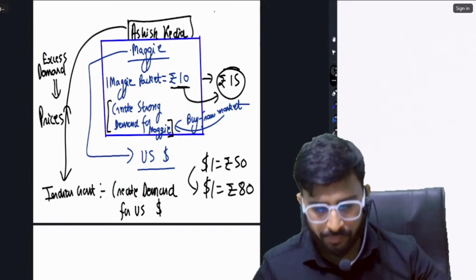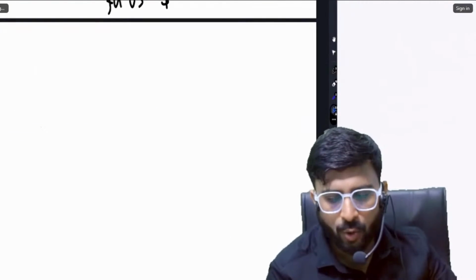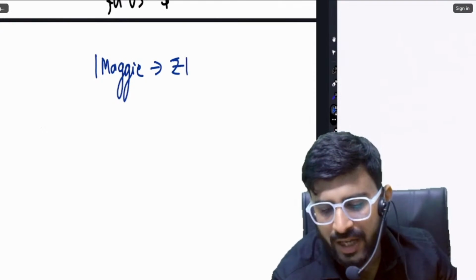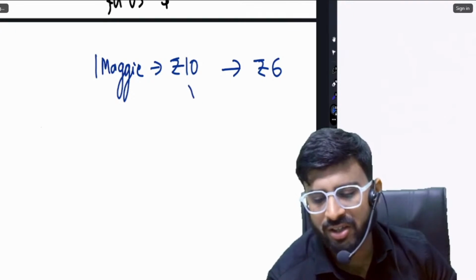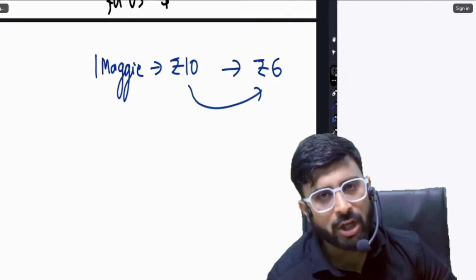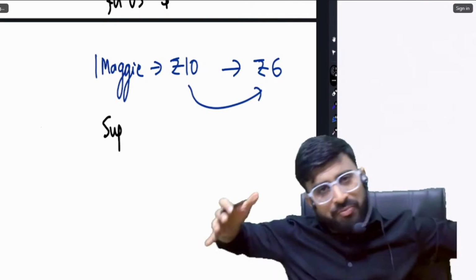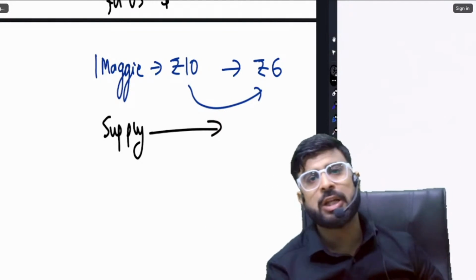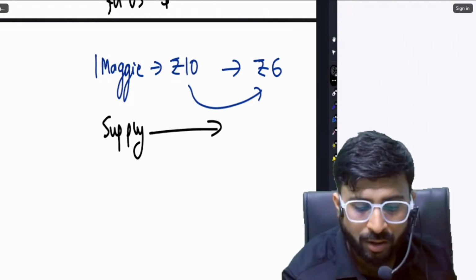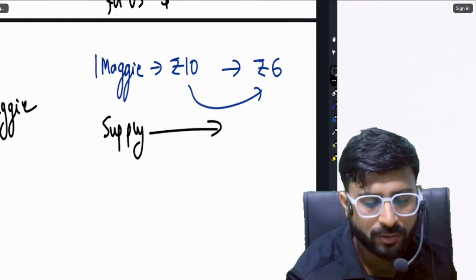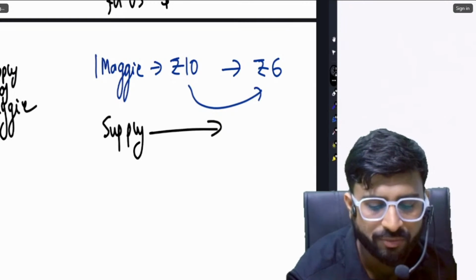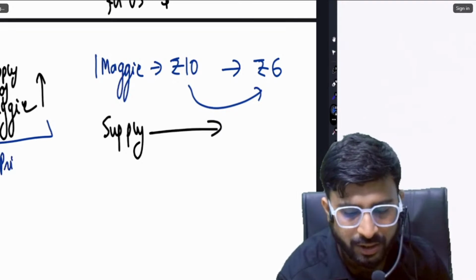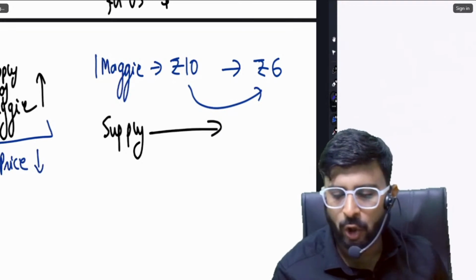Now, same things. But now I want one Maggie packet to go from rupees 10 to rupees 6. I wish I could do that. So what I will do is start supply. I have a lot of stock of Maggie. I will start supplying Maggie in the economy like anything. Once I increase the supply of Maggie, automatically the price per packet of Maggie is going to go down.